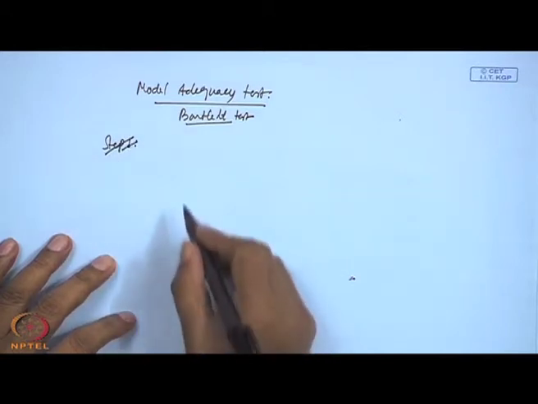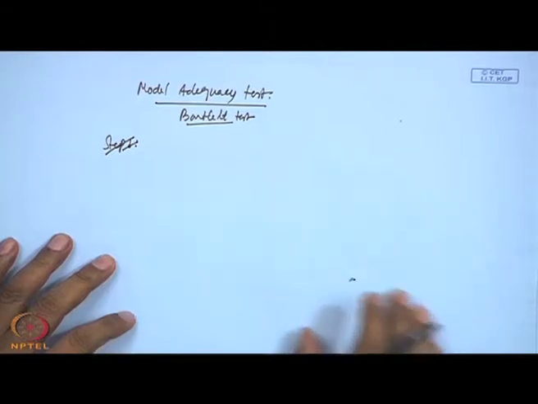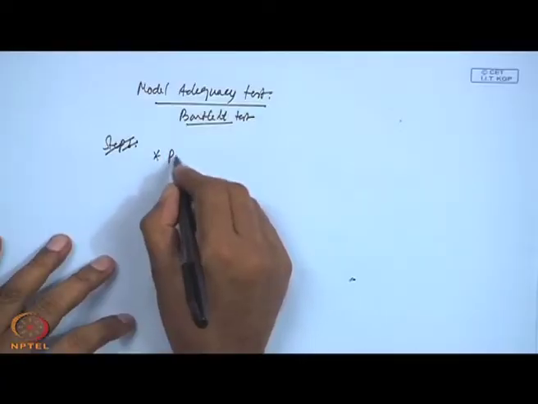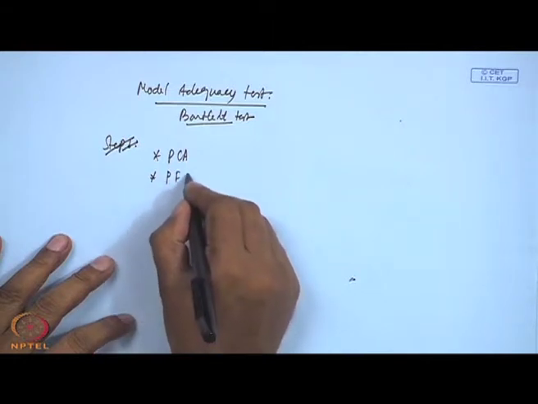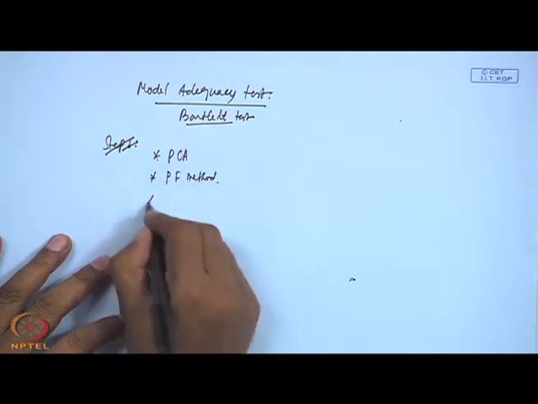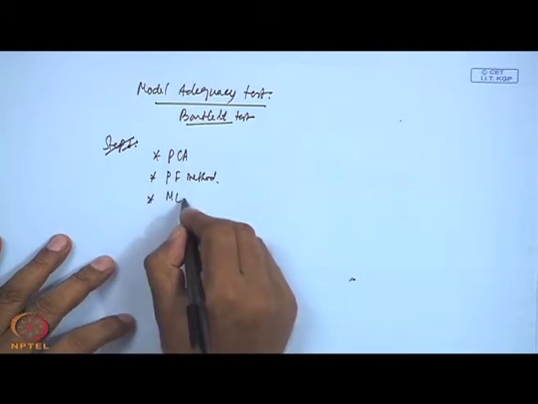We will continue factor analysis, that is the third lecture on factor analysis. In the first lecture we described the conceptual model and gave some examples, and in the second lecture we discussed model estimation, from the principal component analysis point of view, from the principal factor method point of view, and also from the maximum likelihood method point of view.